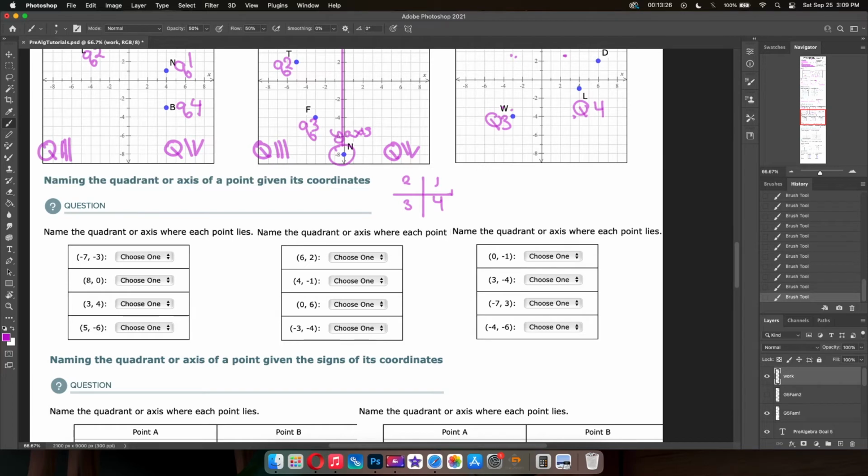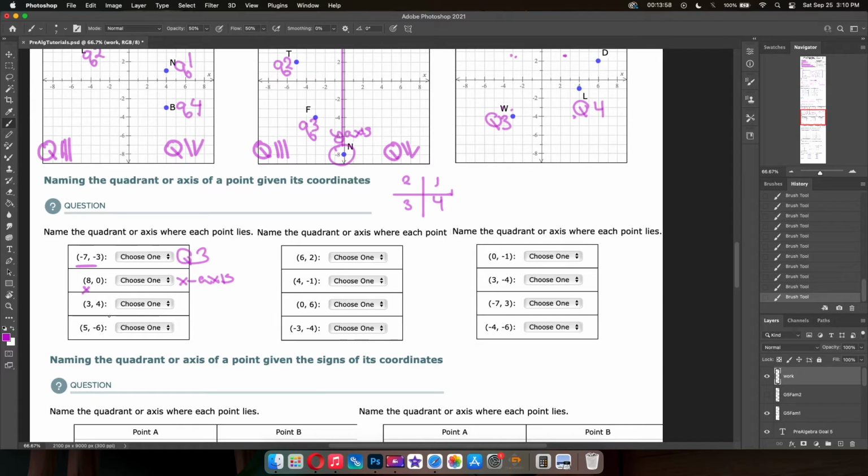And what happens now is I can visually, you might not be at the point yet, but you will be definitely by the end of Algebra 1 and definitely by the end of Algebra 2. When I see that -7, -3, I know, okay, I'm going backwards 7 and down 3, so it's going to be in there, which means this is going to be quadrant 3. 8, 0, that's on an axis. The question is which one? That's my x number, so I'm going over 8 spaces, but then I don't move up or down. Therefore, this is going to be the x-axis.